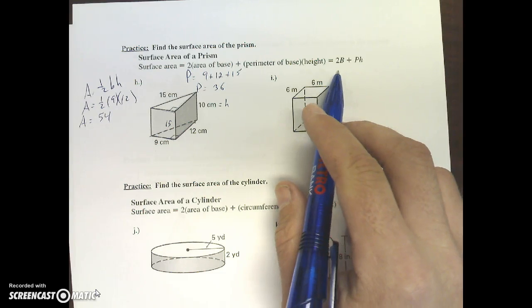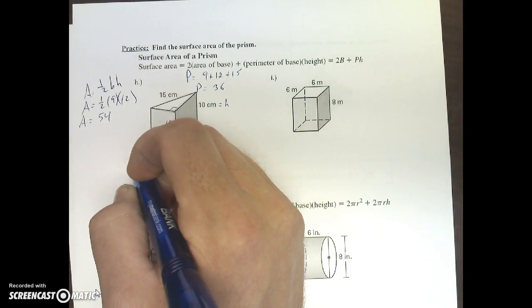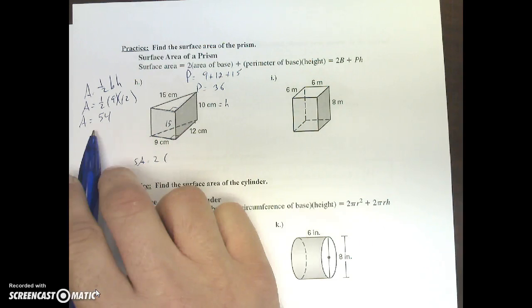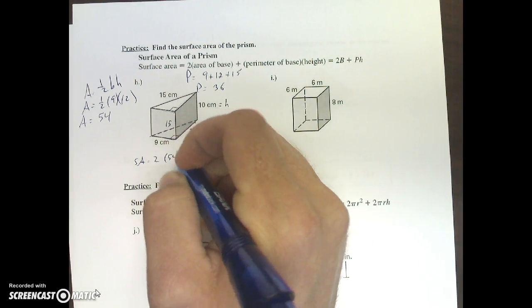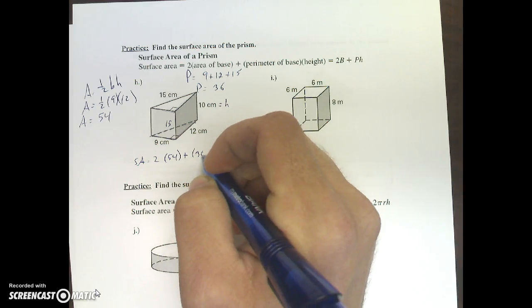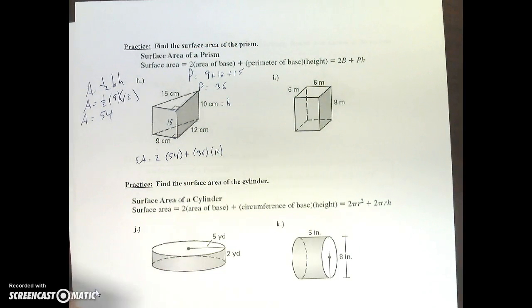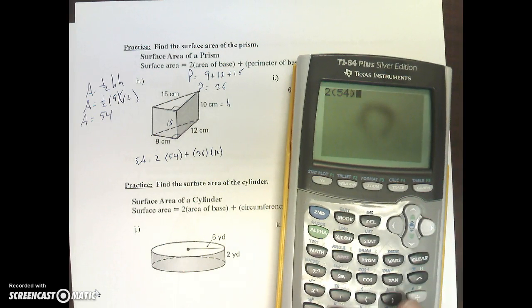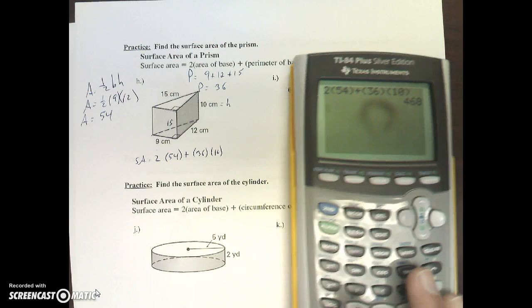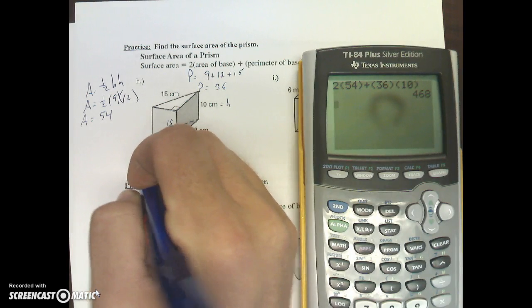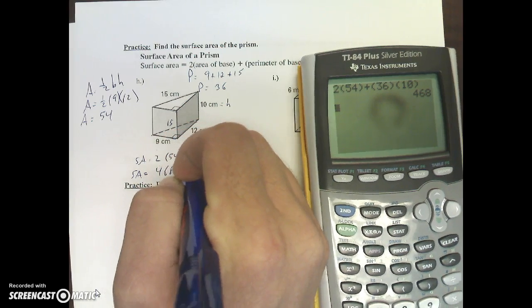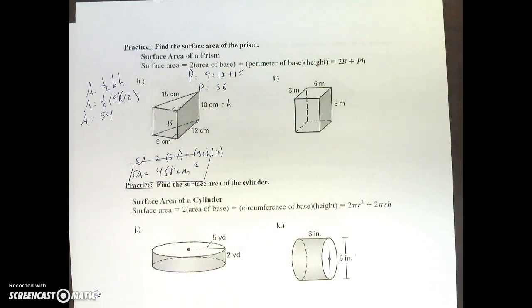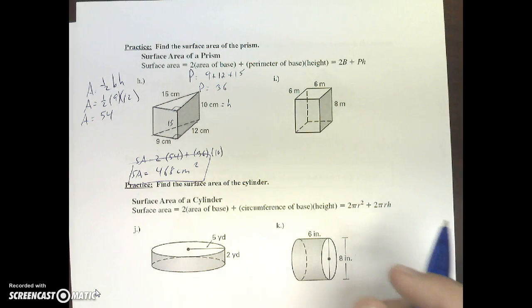Now I'm going to plug everything right into my formula. Surface area equals 2, area of my base is 54, plus perimeter is 36, and my height is 10. Good old calculator work. I'm going to come to my calculator, 2 parentheses 54, type it exactly as you see it, 36, 10, 468. Now, the thing about surface areas, it's still area, so it's 468 centimeters squared. Yes, that's important. Yes, I will be very particular on that.